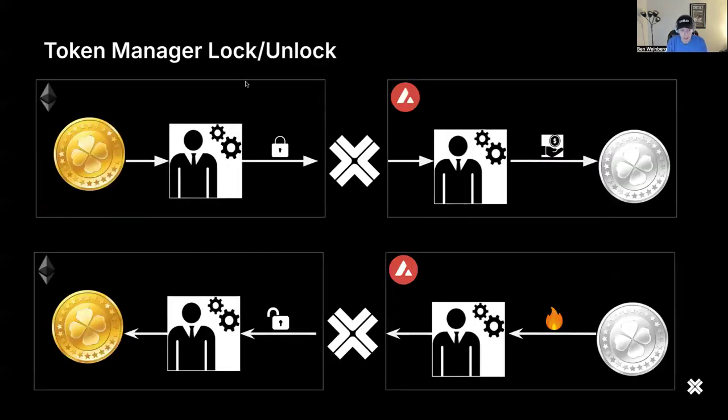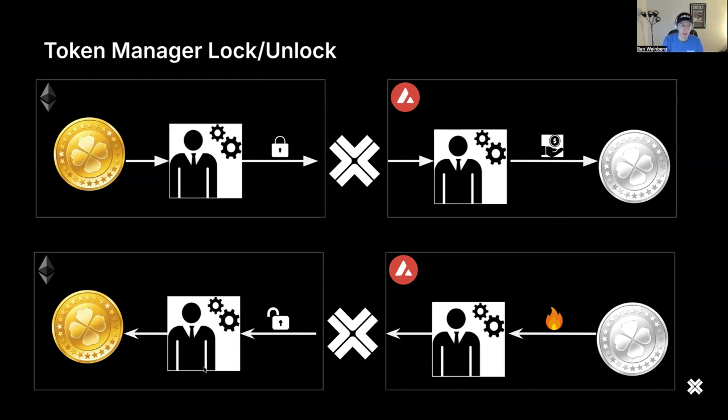On the other side, there's lock and unlock. As the name suggests, instead of burning the token on Ethereum, we actually just lock the token. Then on Avalanche, we mint. And then when we want to send it back from Avalanche to Ethereum, we burn it on Avalanche. And now we can unlock the token, which we had previously locked when we were bridging it out of Ethereum, when we're bridging it back in.